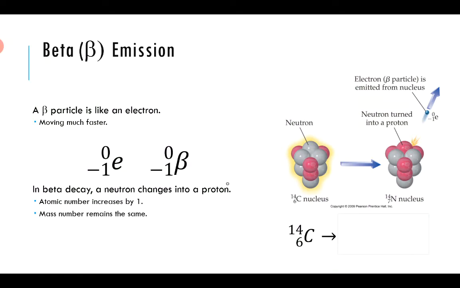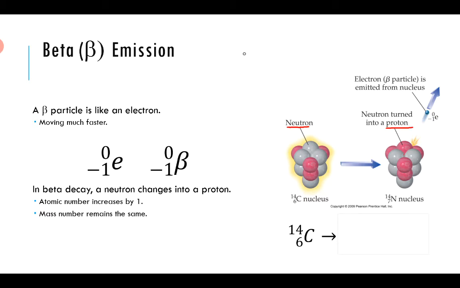Another mode of radioactive decay is beta emission. A beta particle is like an electron, but it comes out of the nucleus. In beta decay, how do we get that electron to come out of the nucleus? We learned way back at the beginning of the semester that the subatomic particles in the nucleus are protons and neutrons. And so we don't really have a source of electrons in the nucleus. What happens to get this electron to come out of the nucleus is that a neutron is going to be turned into a proton.